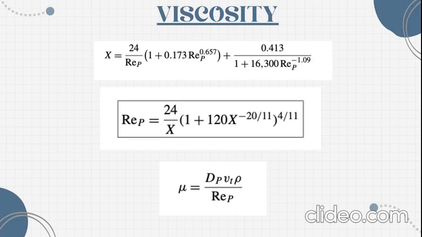So after getting the Reynolds number, we can calculate the value of viscosity using this formula, which is diameter of the particle into terminal velocity into density divided by Reynolds number.